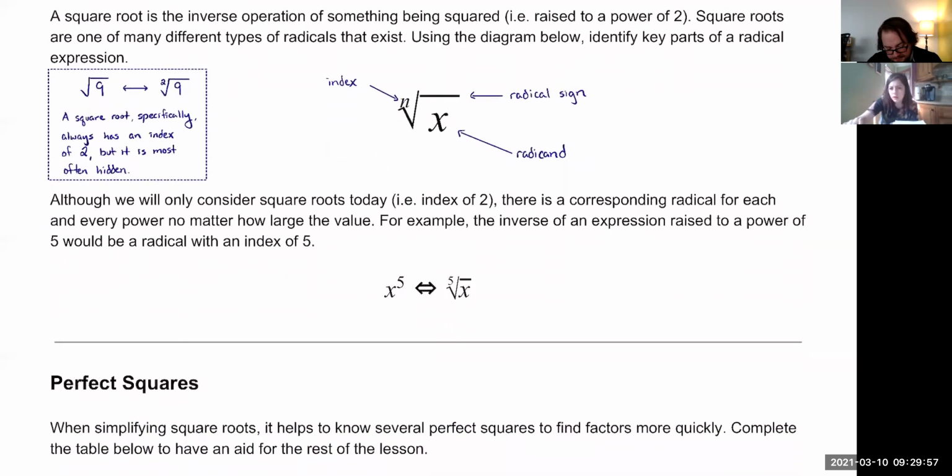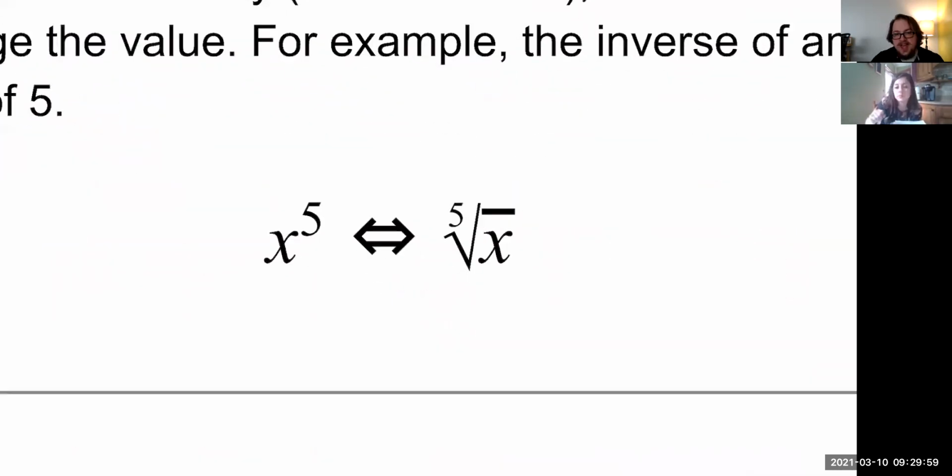So for example, if you have something raised to the power of 5, the inverse operation of doing that would be taking the 5th root of it. Now, if it's anything other than a 2, you have to see that index there because that's signifying the difference between one radical and the next.